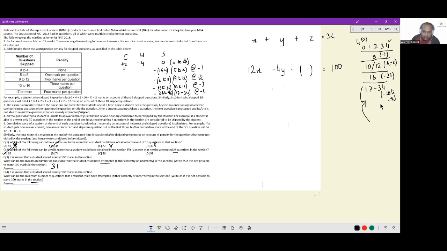This bottom band, -28 to -96. We don't have to check for every iteration, but let's see. If it was -28, we'll get 12x minus 4y minus 28 is equal to 100, or 12x minus 4y is equal to 128, or 3x minus y is equal to how much? This divided, 25 plus 7, 32. Okay. Now remember, this time Z we have taken as 17 already.